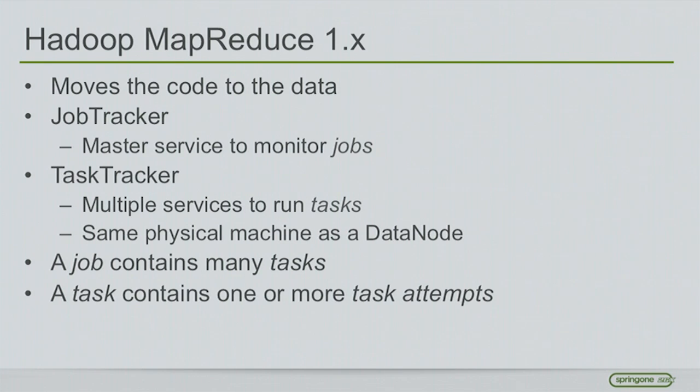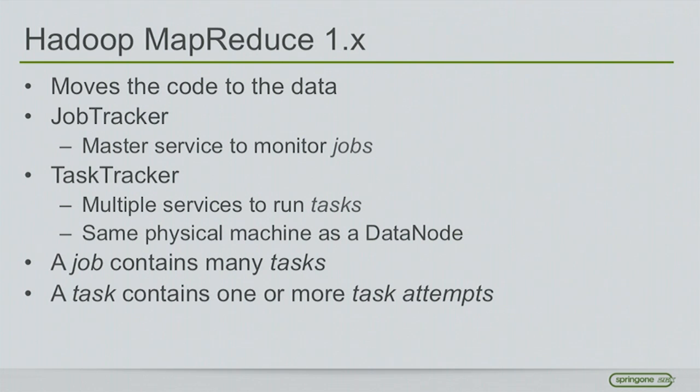There are only 2 services. The job tracker, which is a master service that monitors and schedules all the jobs submitted by clients for the system. And the other piece is the task tracker, which is a multiple-instance service that runs tasks. These task trackers run on the same physical machines that the data node processes run on, in order to get that data locality.